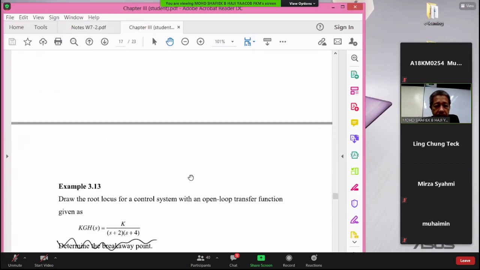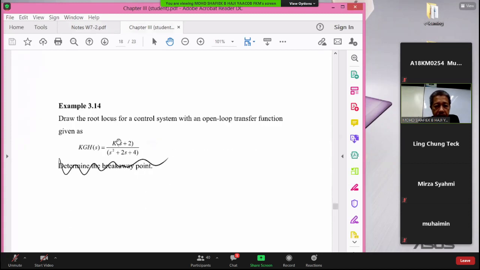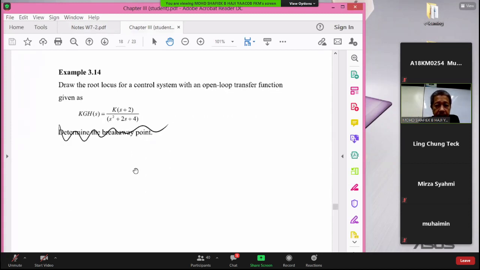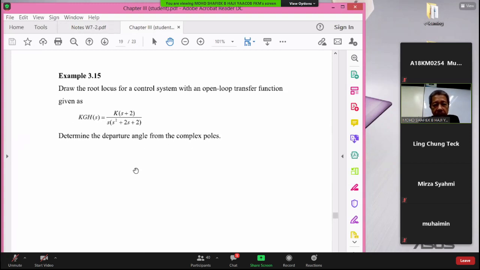Number 12, we have done this. Number 13, we have done that. Number 14, yeah, this is one that we discussed today. Let's try one more. Okay, now here we go. So draw the root locus diagram. Now we have a third order system with three poles: one real pole and two complex poles.